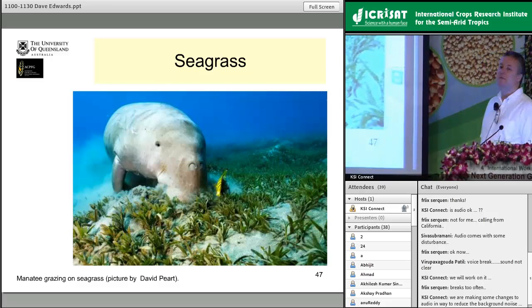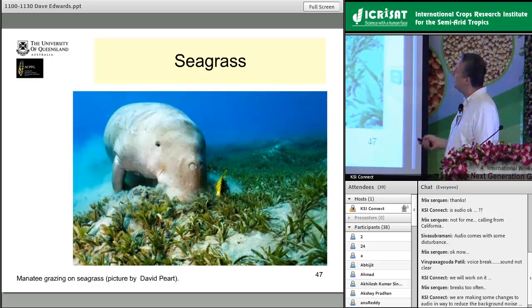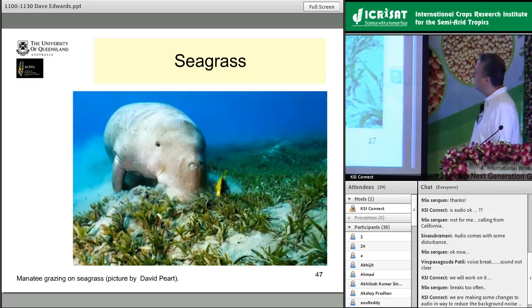This is not Somerset in England at the moment. I know they've had a lot of rain there, but not quite this much. This is one of the extreme species that I've been working on. This is seagrass. This is a manatee. This is a sea cow, one of the main feeders of the seagrass.